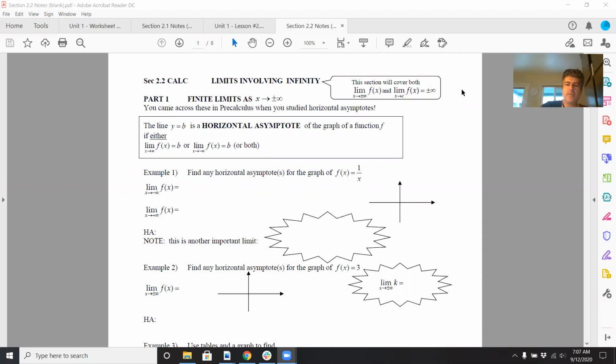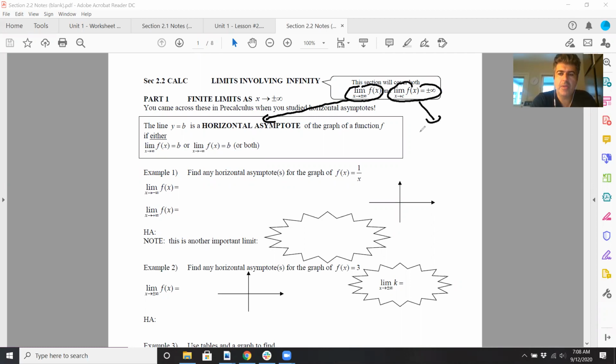Just to give you an idea of what's going to happen. When we experience this kind of limit, they'll give rise to a horizontal asymptote. When we experience this kind of limit, they'll give rise to a vertical asymptote. And we're going to explore that in this section.